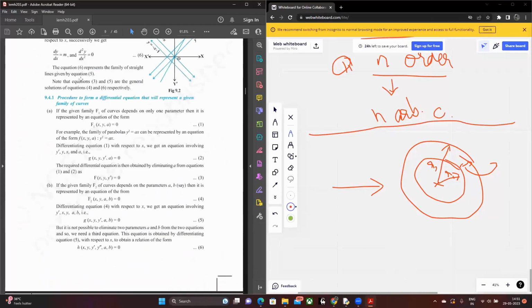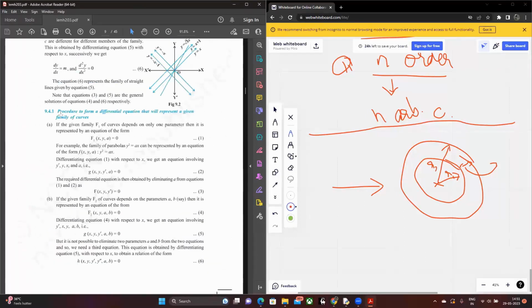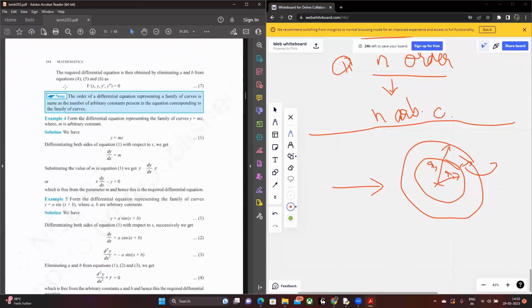The same thing happens to lines, and this is referred to as a family of curves, because a line is also a curve. Do not forget, by curves we mean every equation that can be represented on the XY plane. The order of a differential equation representing a family of curves is the same as the number of arbitrary constants present in the equation corresponding to the family of curves.